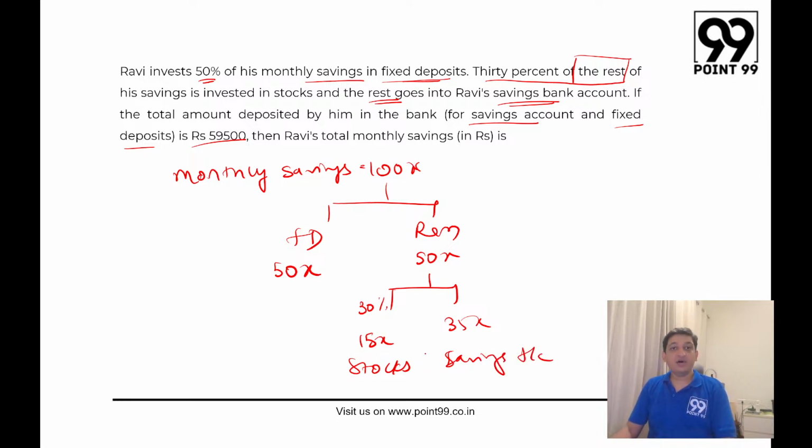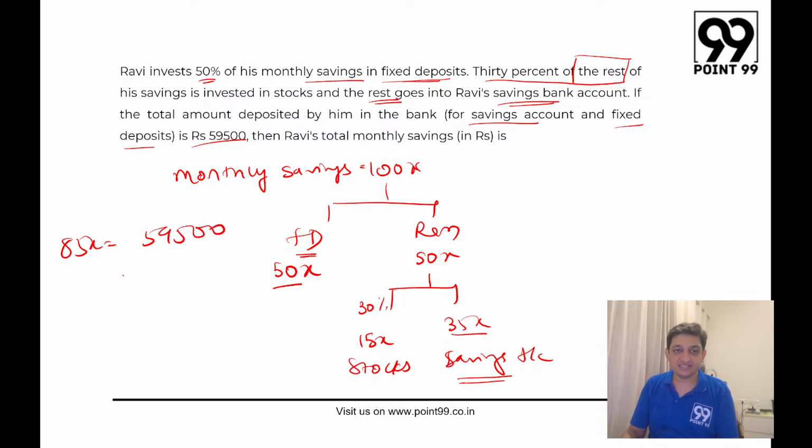Okay? Now we know that the total amount deposited by him in the bank for savings account and fixed deposit is 59500. So 50x plus 35x, that is 85x, is 59500. We have to find what is the monthly savings. Okay? So how much is 100x? That is the question. So here we can do this very easily.